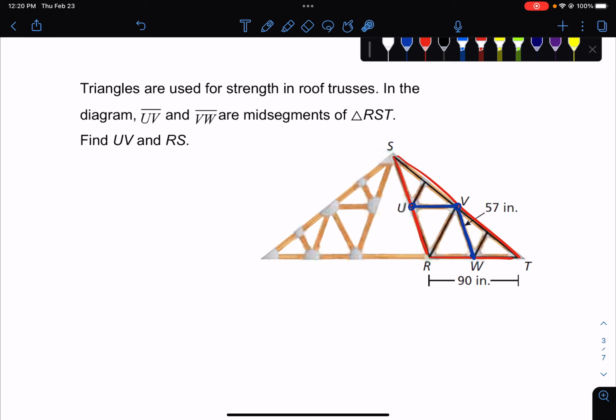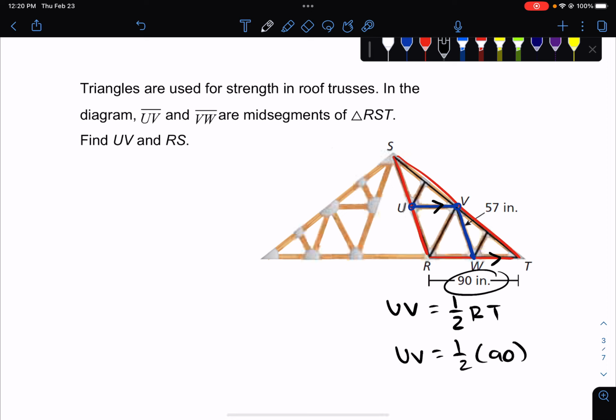Okay, so UV, let's start with that one. UV is parallel to RT, and it's connected by the midpoints. So that means that UV is going to be half as long as RT. And I know RT. RT is 90, so that means UV is half of 90, which is just 45. So UV is 45 inches long.